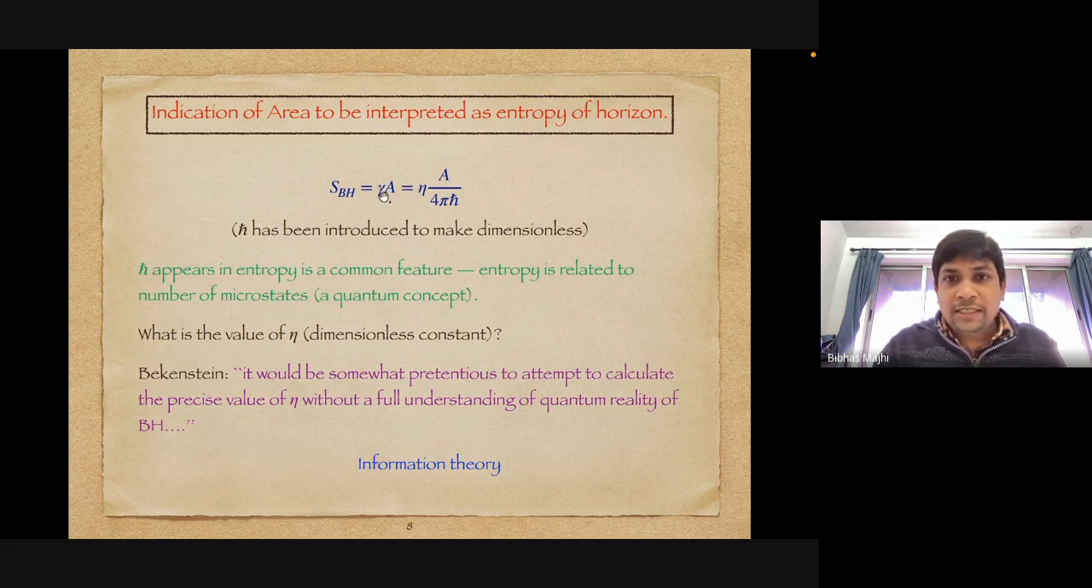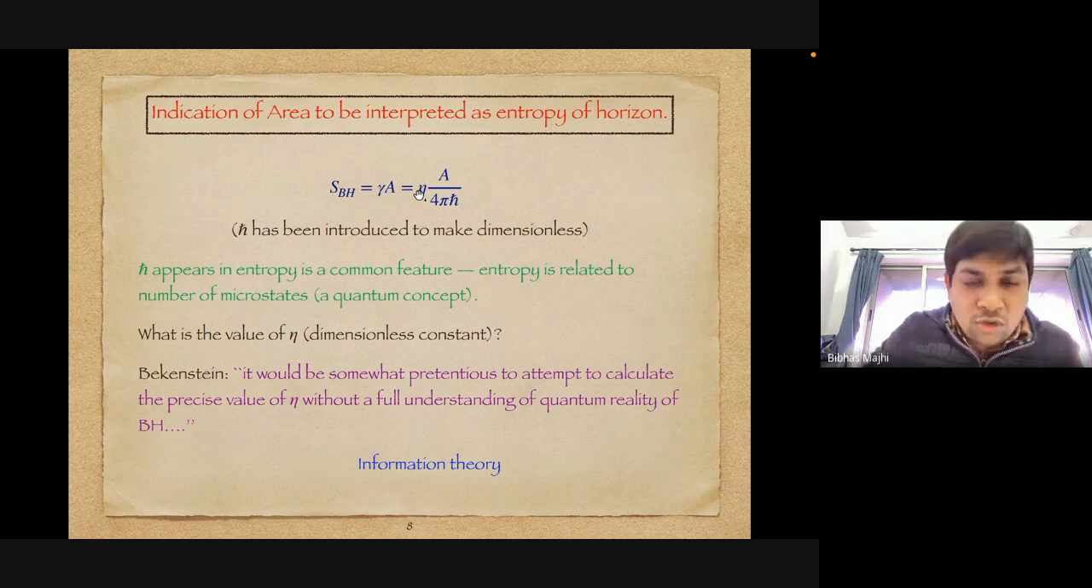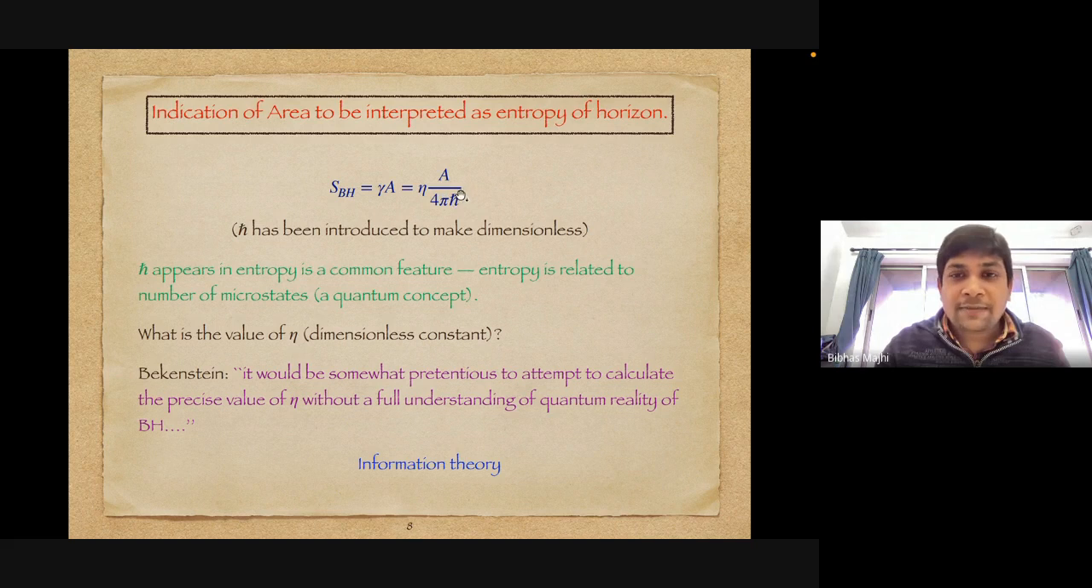For that, what he did is, he first made this dimensionless. This S_B has to be dimensionless, so we introduce h bar by hand, and therefore this number eta is a dimensionless factor which we need to understand. Now this appearance of the h bar factor by hand is nothing new, because we know in statistical mechanics, when you calculate entropy from the microstructure, then this h bar always appears there through the volume of the phase space.